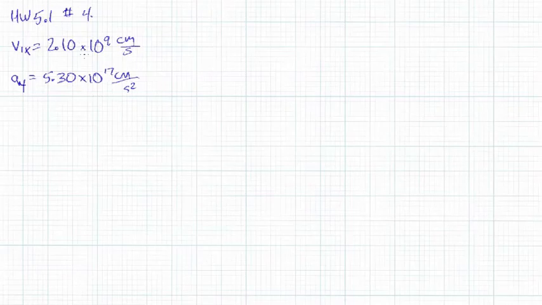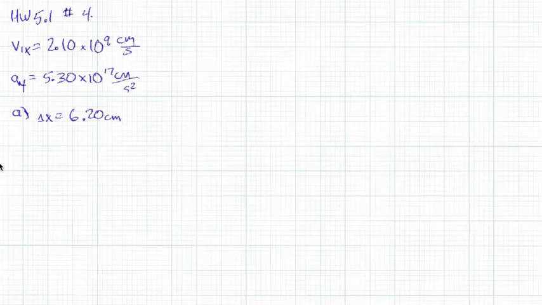So the question is, what else do we know? In A, that's all we're told at the outset. And the question is, how long does it take to cover a certain horizontal distance of 6.20 centimeters? So the x displacement is 6.20 centimeters.